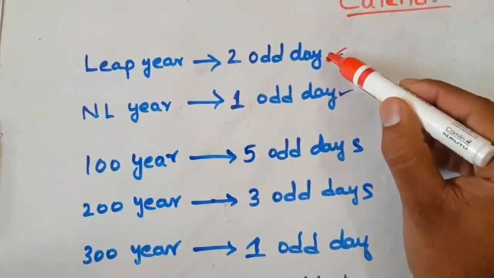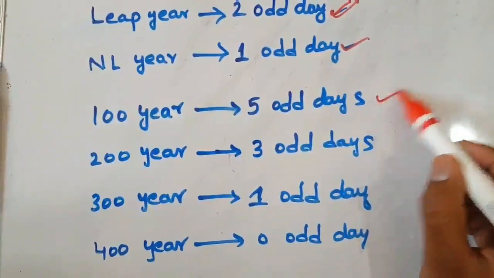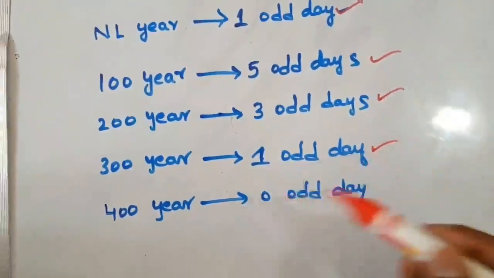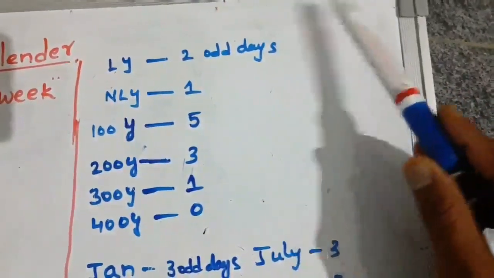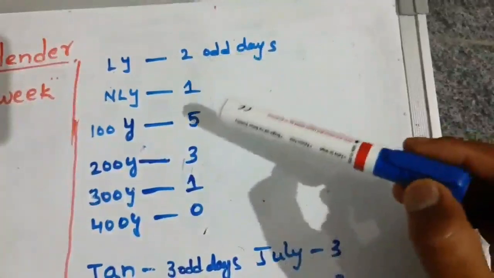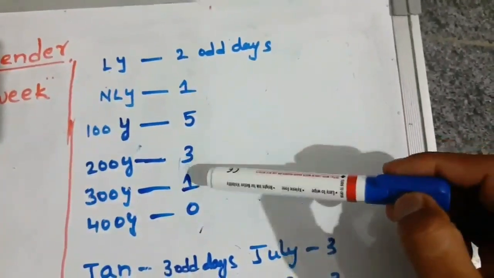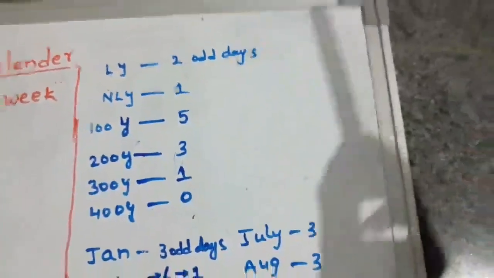In a leap year, there will be 2 odd days. In a non-leap year, there will be 1 odd day. In 100 years, there will be 5 odd days. In 200 years, 3 odd days. In 300 years, 1 odd day. And in 400 years, 0 odd days.